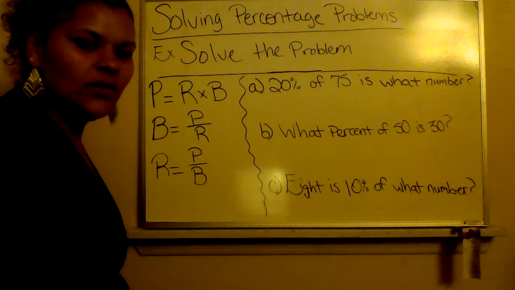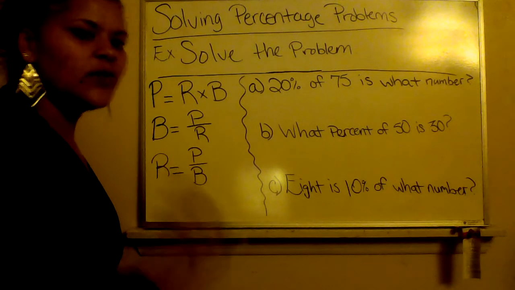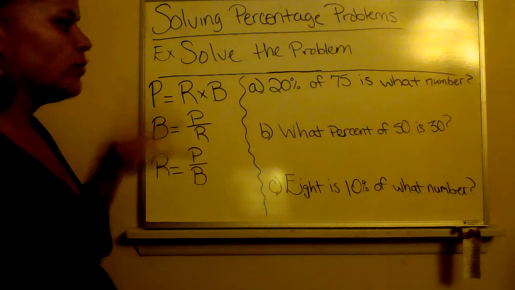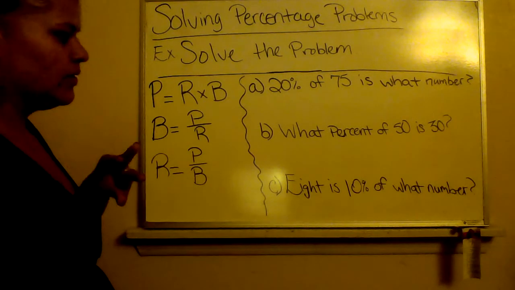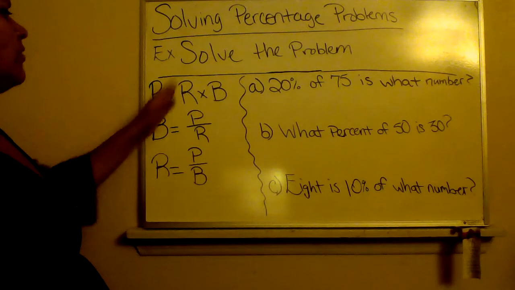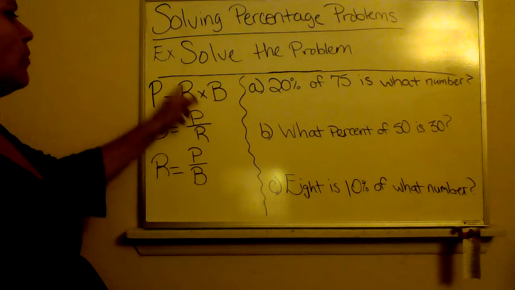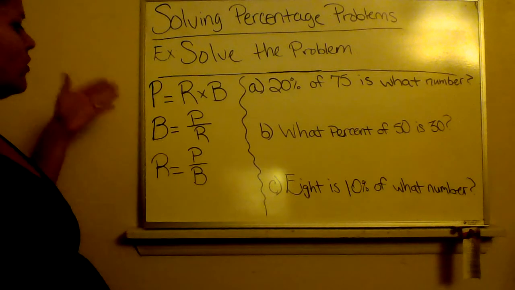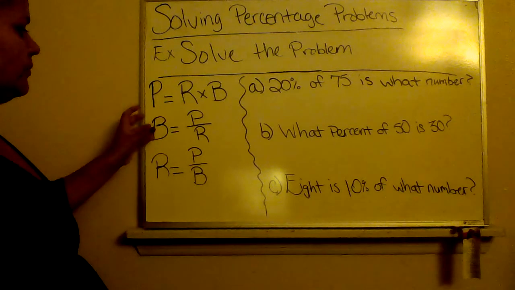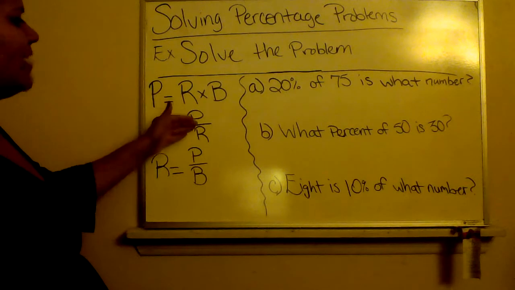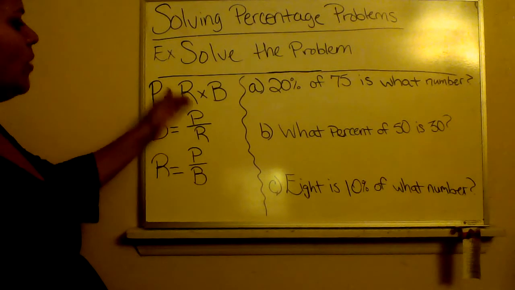Okay, so now what we're going to do is solve the problems that deal with percentage. There are going to be three formulas we're going to use to do this. Whenever we're looking for a portion or the part, we're going to take the rate times the base, or the percent times the whole. If we're ever searching for the base or the whole number, we take the portion or the part divided by the rate, or the part divided by the percent.